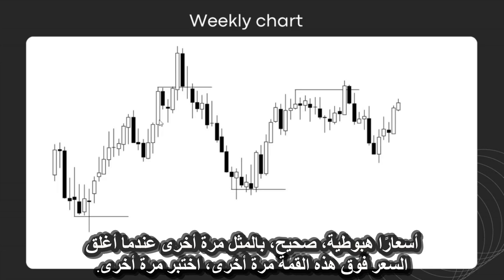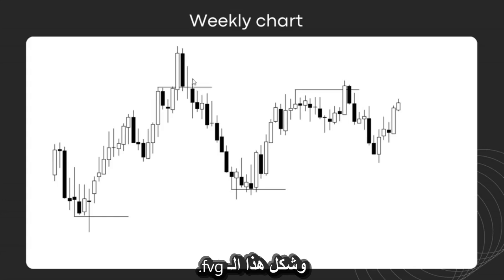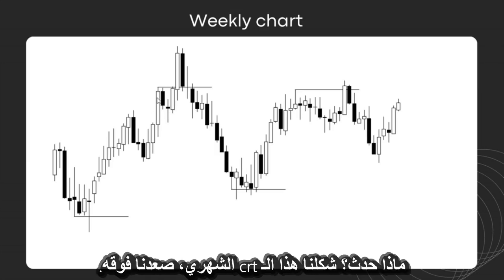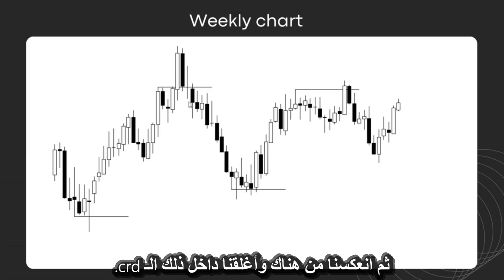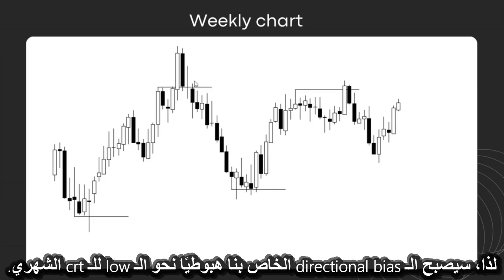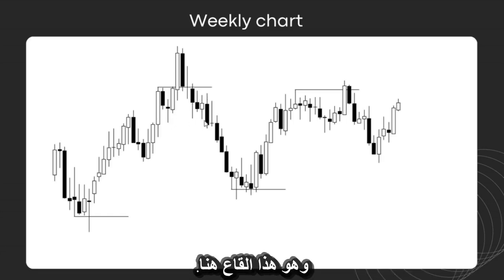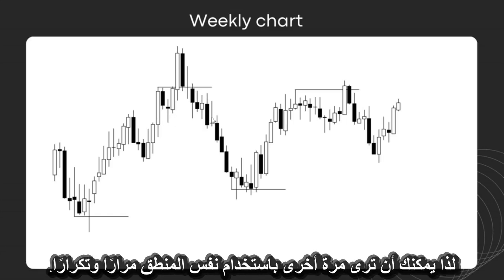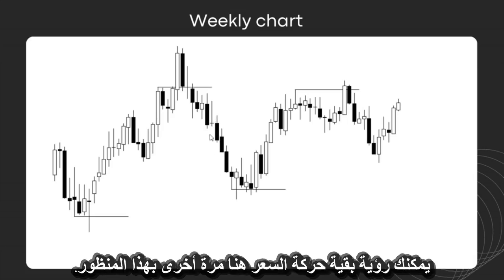Similarly, again, when price closed above this high, it again tested and formed this FVG and then filled that FVG and expanded higher. Then what happened? We formed this monthly CRT, we went above and then reversed from there and closed inside that CRT. So our directional buys would then become bearish towards the monthly CRT low, which is this low right here. So you can see again using the same logic over and over again. You can see the rest of the price action here again with that perspective, right?